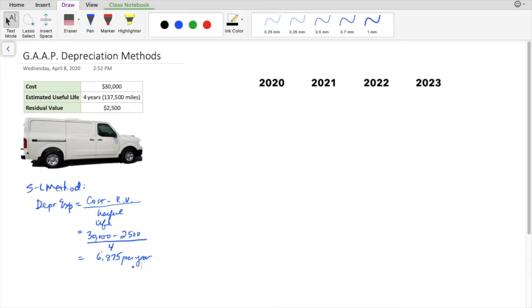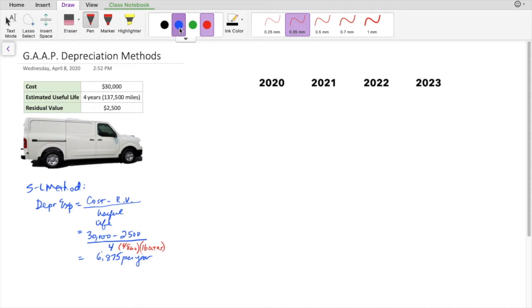Now, if we wanted to record our depreciation entry on a monthly basis, then we would divide this by 48 months. If we were going to do it quarterly, we would do 16 quarters. And that's how we would come up with the amounts for each adjusting entry that we would need. But in this case, we're just looking at annual numbers.